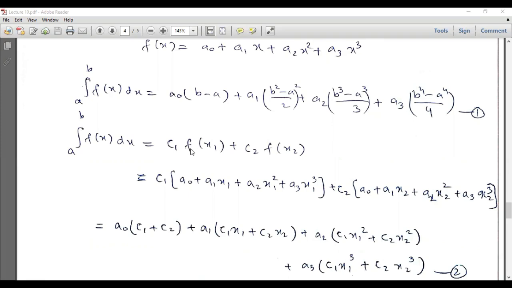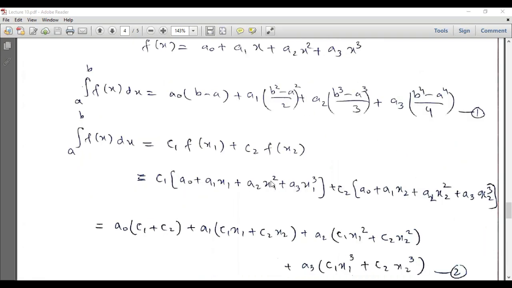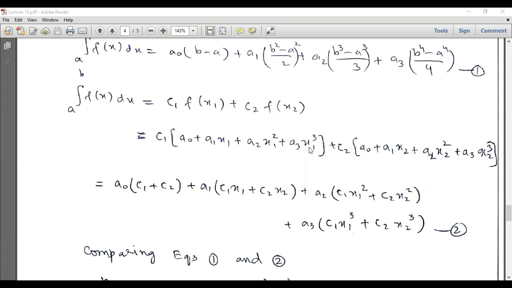Now this can be written as c1 f(x1), where f(x1) is equal to a0 plus a1 x1 plus a2 x1 square plus a3 x1 cube, and c2 f(x2), where f(x2) is the value of the function at x equal to x2. This equation can be rearranged, and after rearranging we can write the whole equation as this. We take a0 as common, and we have c1 plus c2 over here, plus a1 into (c1 x1 plus c2 x2), plus a2 into this expression, plus a3 into this expression.